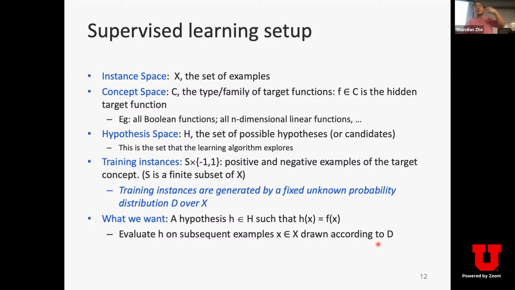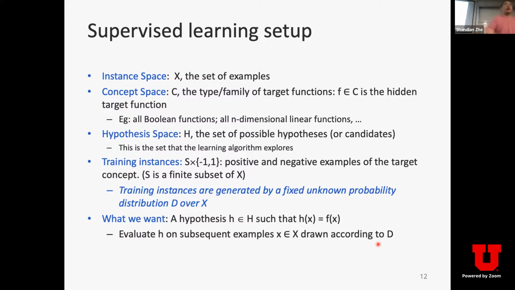This setting is reasonable, because you're assuming you are going to collect the training instances from this distribution, meaning that you are not intentionally selecting or cherry picking those examples. Then you train a model, and you test your model on new instances drawn from the same distribution to see the performance. This makes the evaluation of your learning algorithm more objective. That's the basic setting.